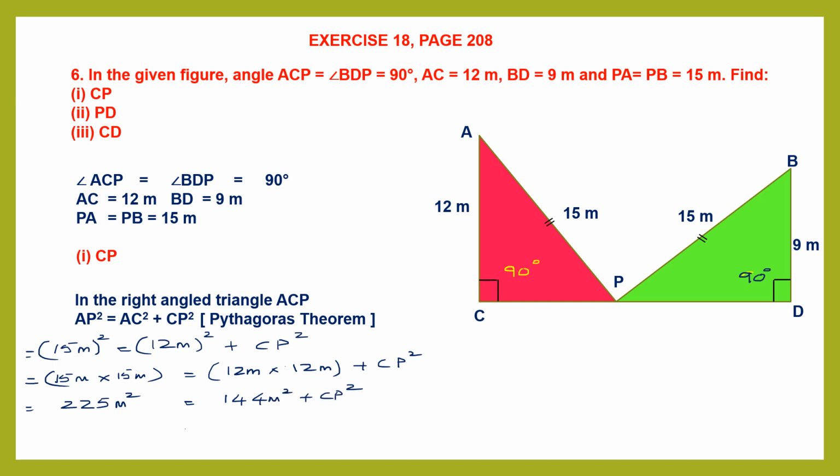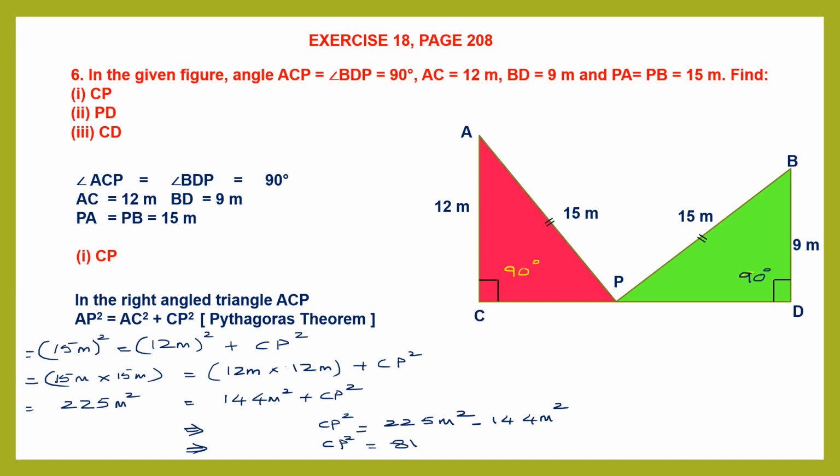So we are going to leave CP on the left hand side. So CP square is equal to, now this 225 meter square, I'm going to write it on the side. So that is 225 meter square. Now what are we going to do with this 144? We're going to take it to the other side. So it becomes minus 144 meter square. Now let's subtract 225 and 144. So when you minus the two, what do you get? CP square now is equal to 81.